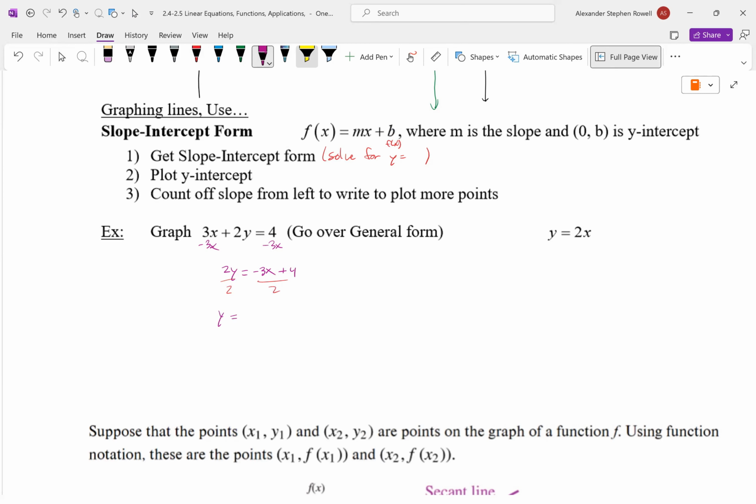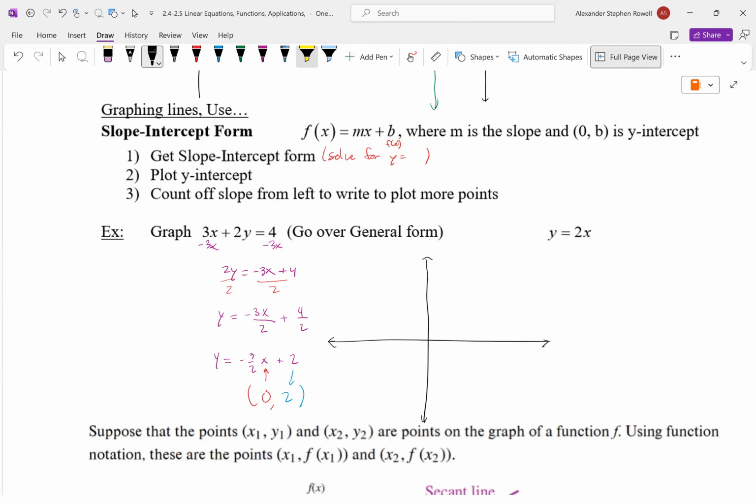y is equal to, and we split this up into -3 halves x. Are you guys comfortable with that? Or -3x over 2 plus 4 over 2, which we can also write as -3 halves times x plus 2. So we always plot the y-intercept first in this form. When x is 0, what do we get for y? So we always plot that point 0, 2 first. Then we'll use the slope to count off.